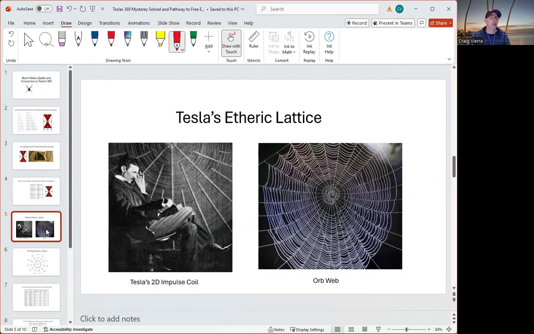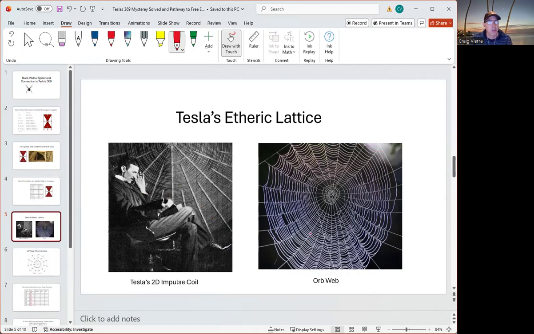Now, let's get into it. Let's look here. Okay, this is a picture of Nikola Tesla. He's sitting in front of his impulse coil. It looks like a spider web. This is a two-dimensional representation. He's sitting here, very famous picture that he took.